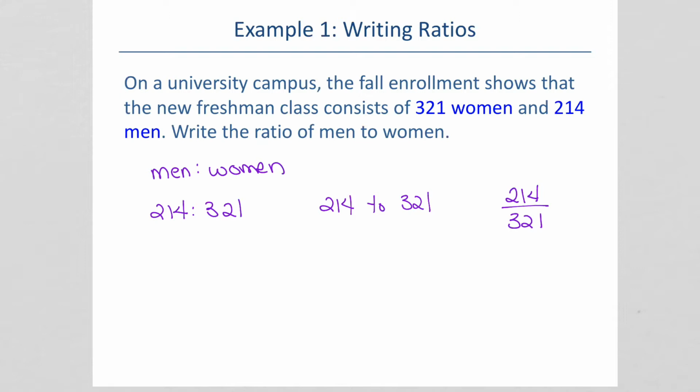We do want to reduce these when possible. All of these will reduce. It actually reduces perfectly to be 2 to 3.